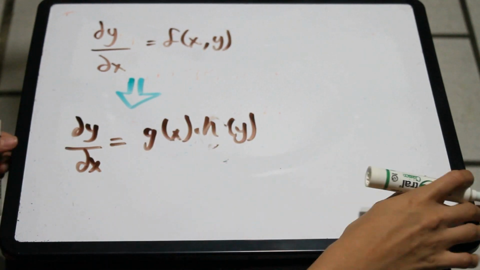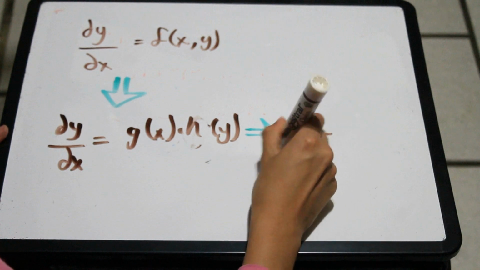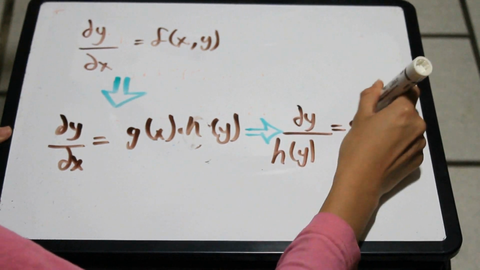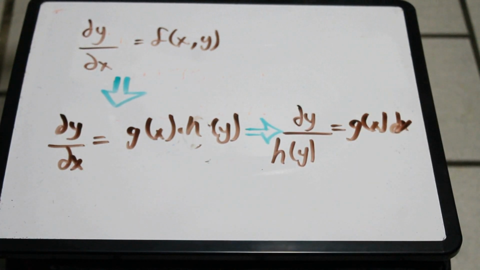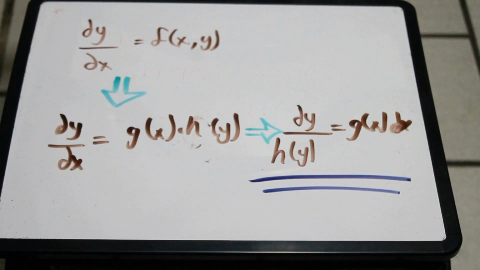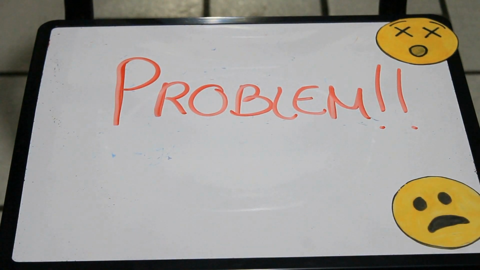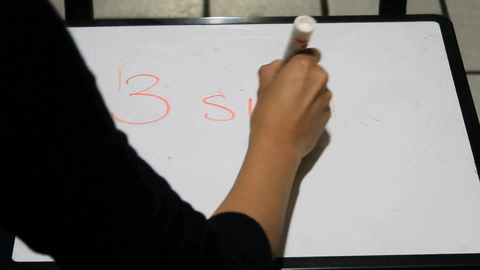Once we have it factored, we can separate the h of y by dividing and the g of x by multiplying. And then it remains dy over h of y equals g of x dx. The question is how to factor a function that depends on x and y into a product of functions, one that depends only on x and one only on y.